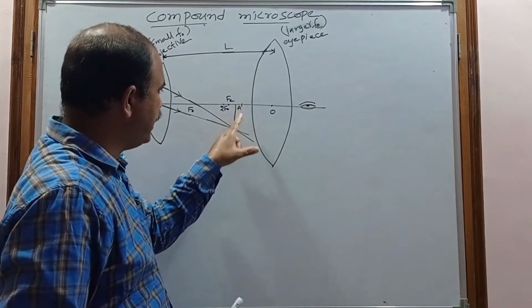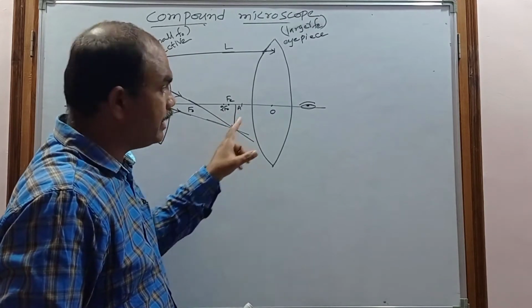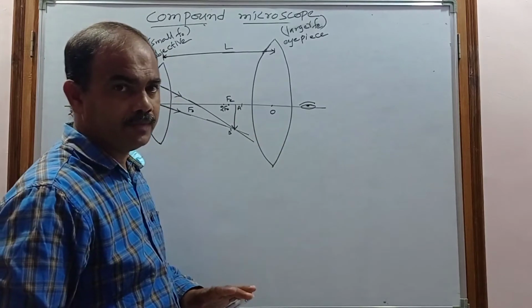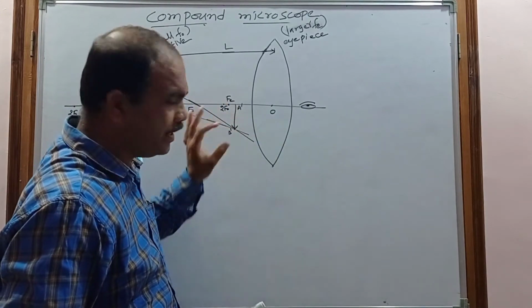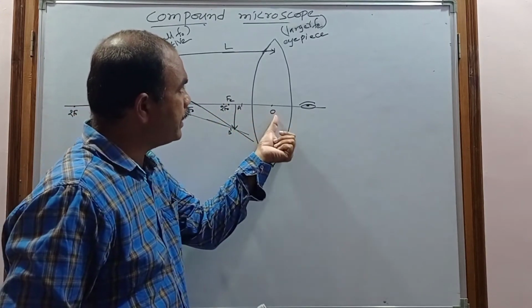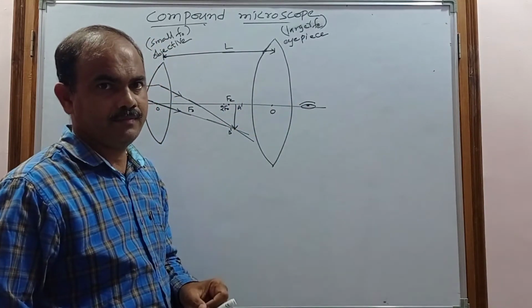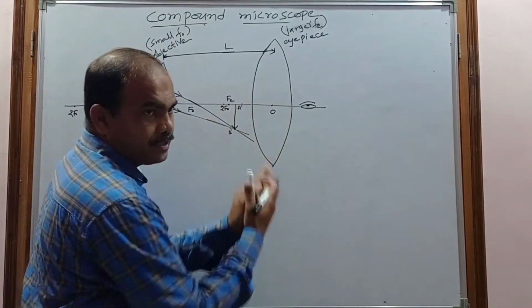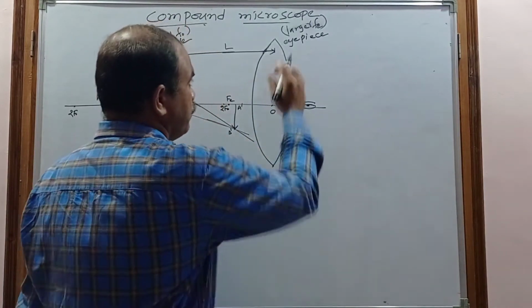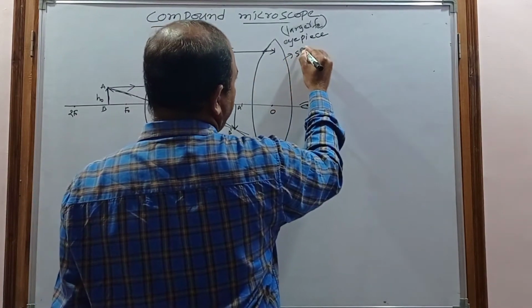Then this A dash B dash acts as an object for this eyepiece, and as this A dash B dash is between the optic center of the eyepiece and the focus of this eyepiece, this eyepiece behaves like a simple microscope.